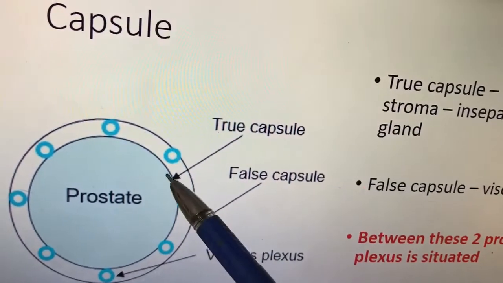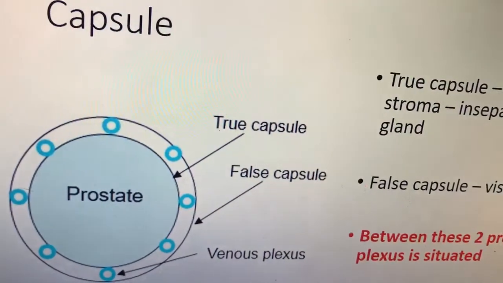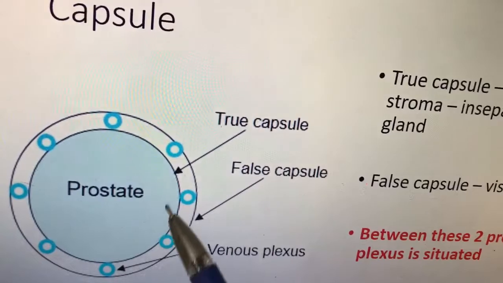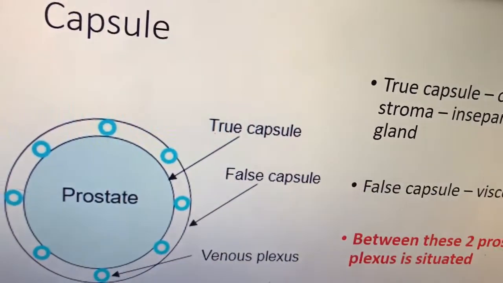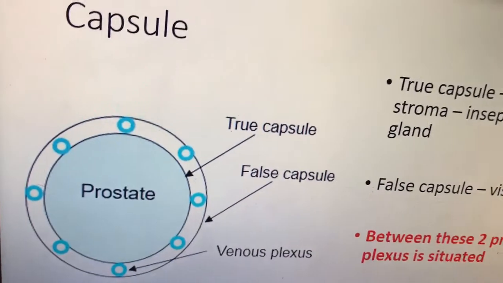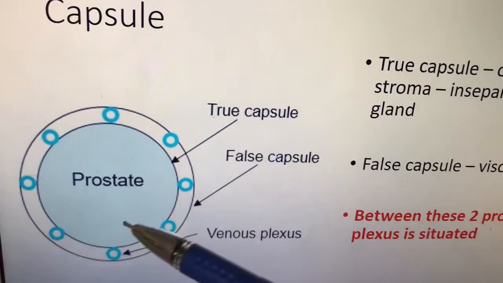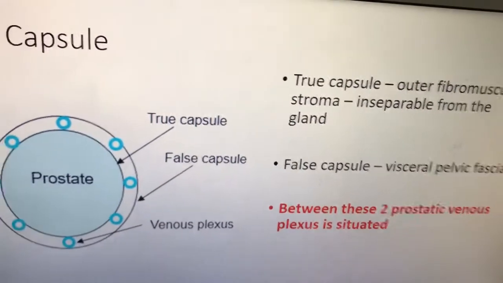So the prostate has to be enucleated like an ice cream scoop. Just through the urethra they will go, scoop it out and come back without disturbing these two capsules. Understood? This is called enucleation, prostate enucleation.